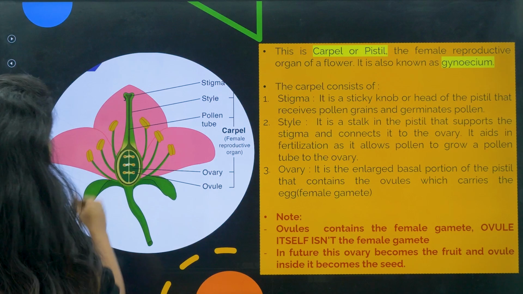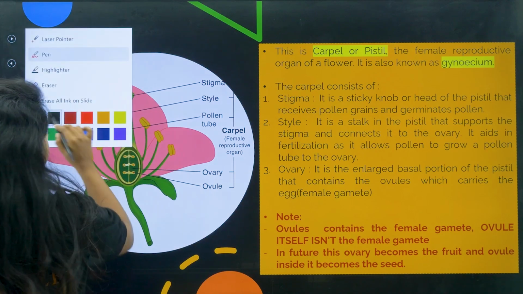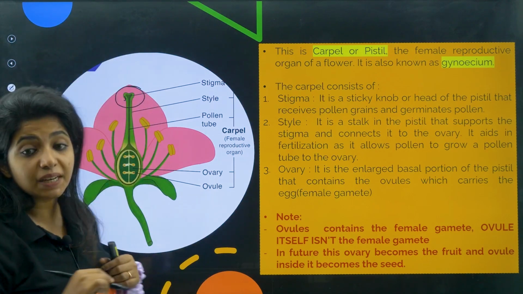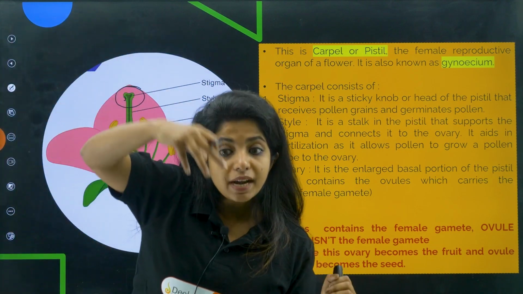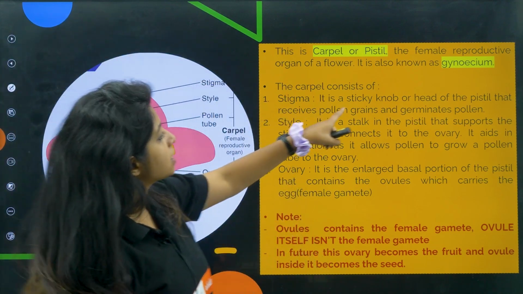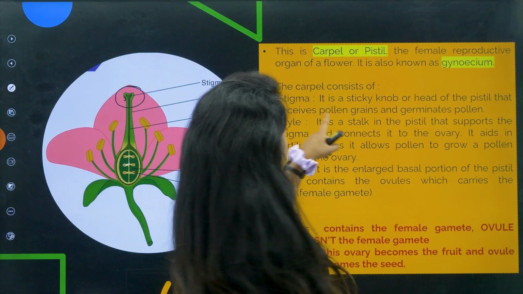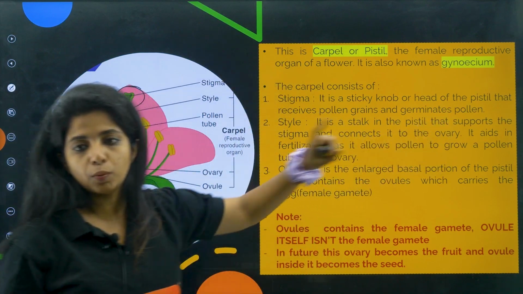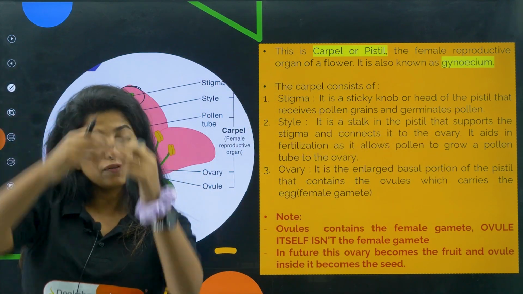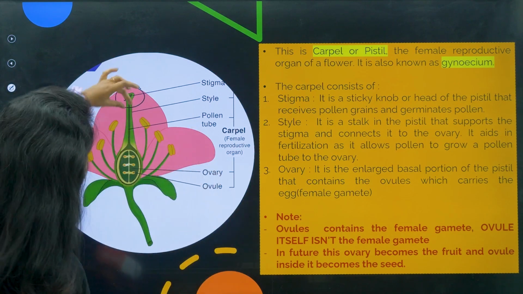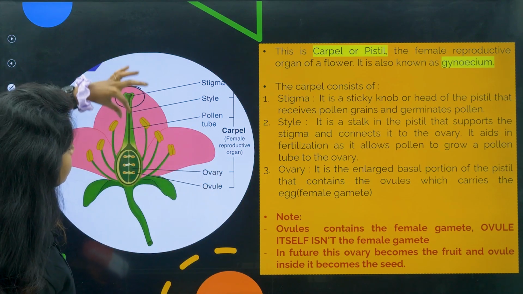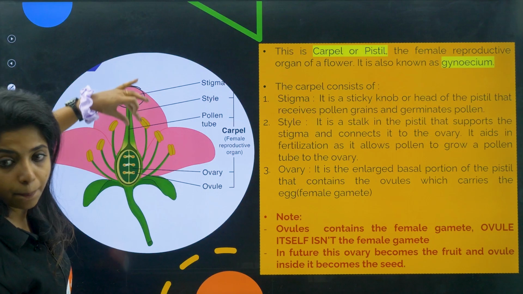So, over here, this area that you see is known as the stigma, and stigma is sticky so that the pollen grains can come and land on it. So, the stigma is a sticky knob or head of the pistil that receives pollen grains and germinates pollen. So, pollen grains come and later on form the pollen tube. We will come to that later on. Now, what is the style, children? Style is something that extends from the stigma to the ovary. So, the style is a pathway.